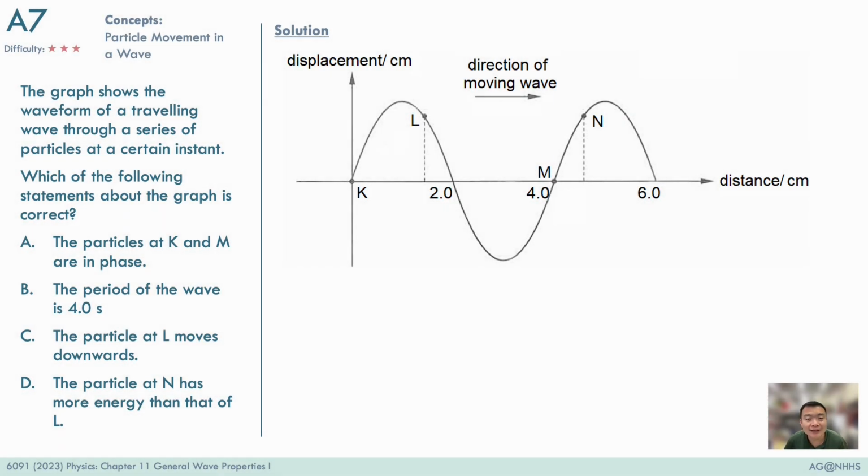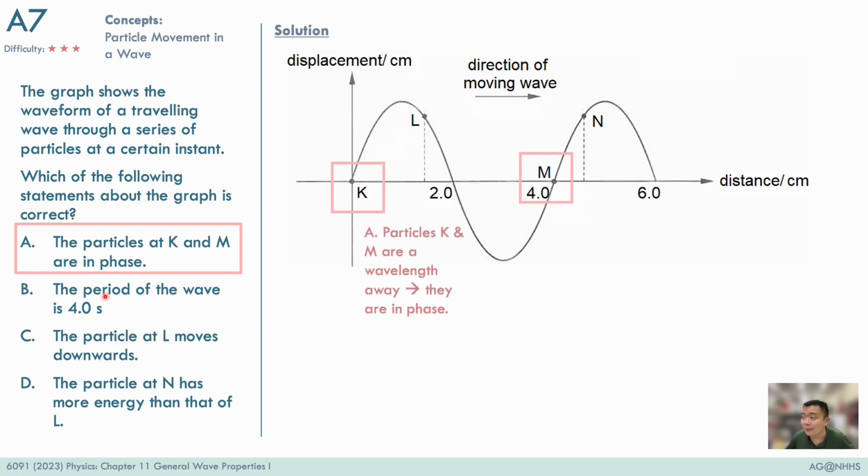This is a very interesting question to assess us on our understanding of displacement distance graph. So the answer to this question is A. A is the correct statement. And the reason for that is because particles K and M, they are a wavelength apart from each other.